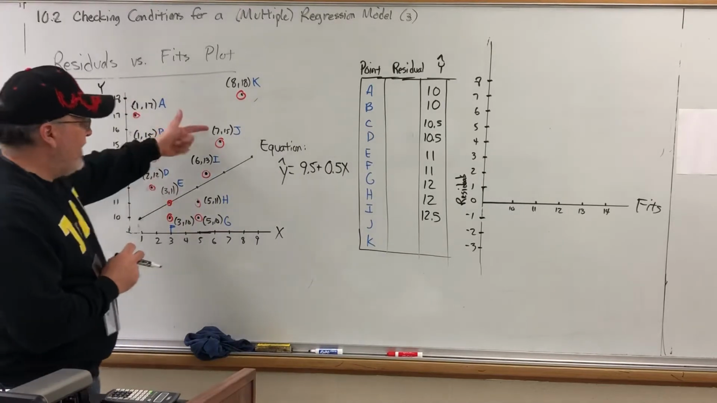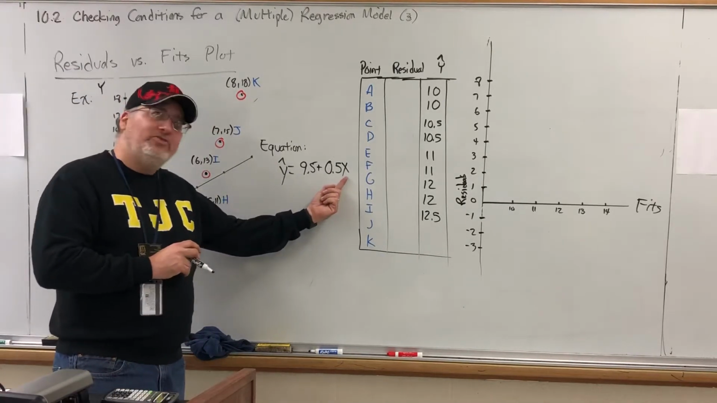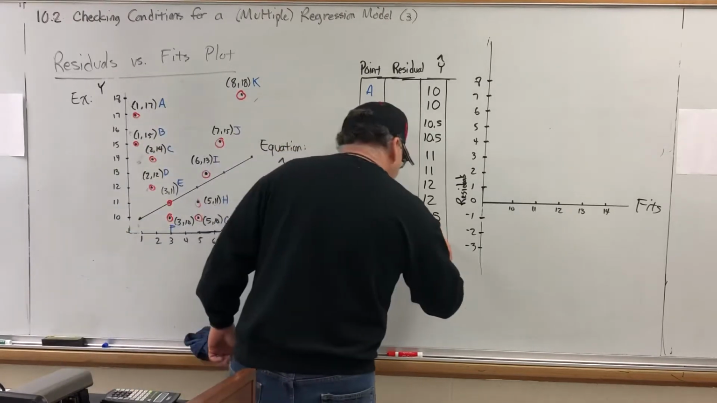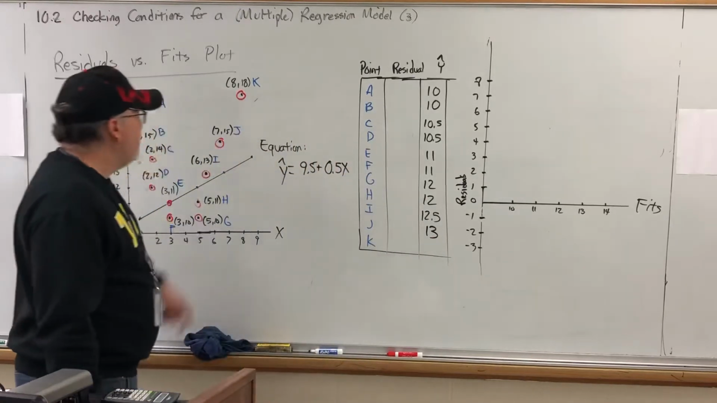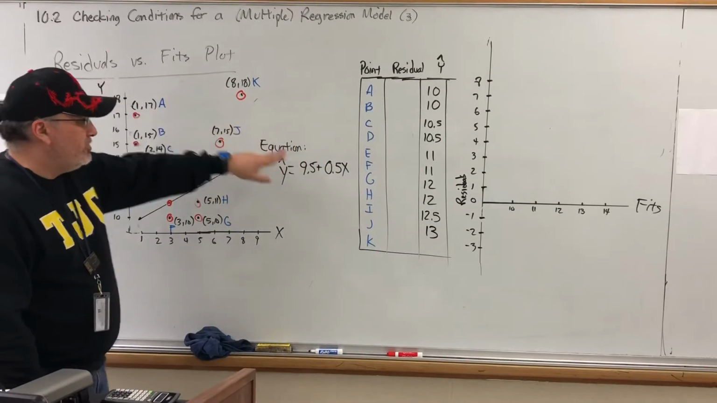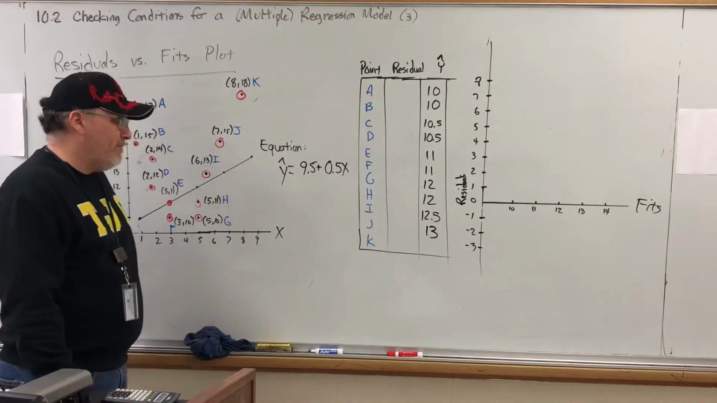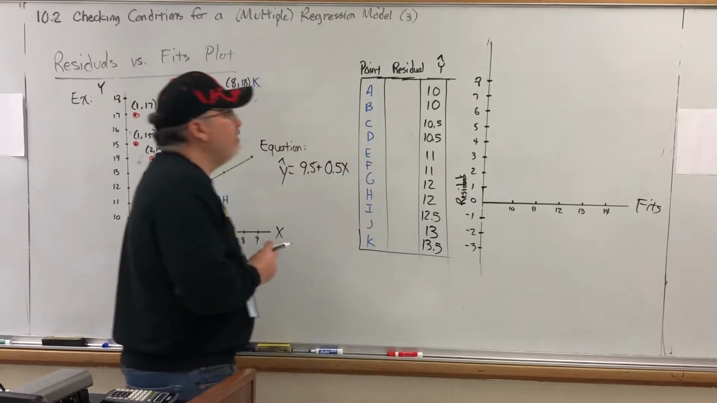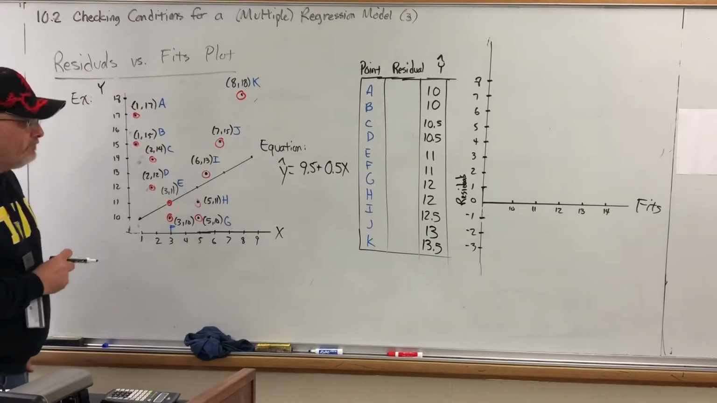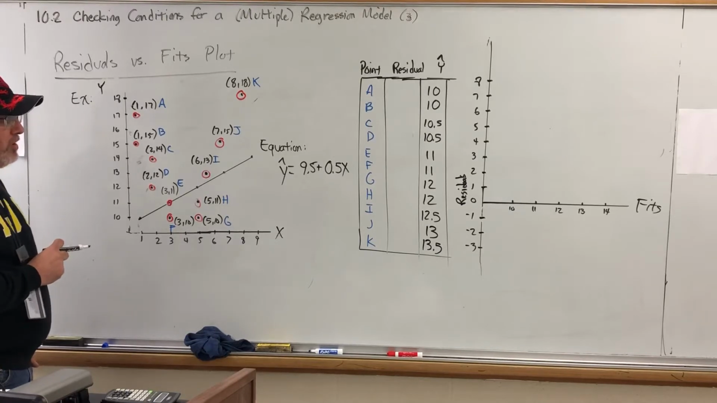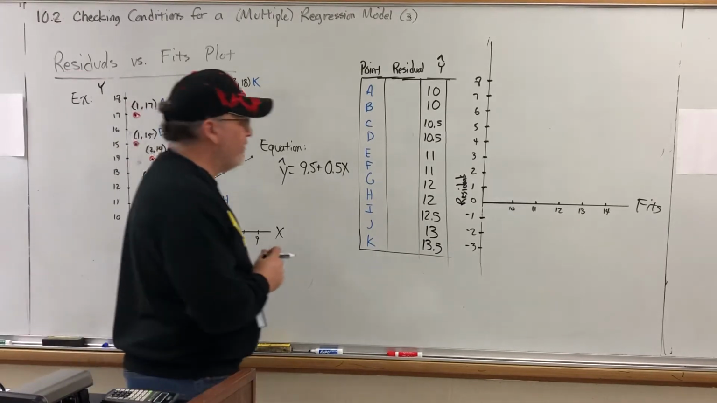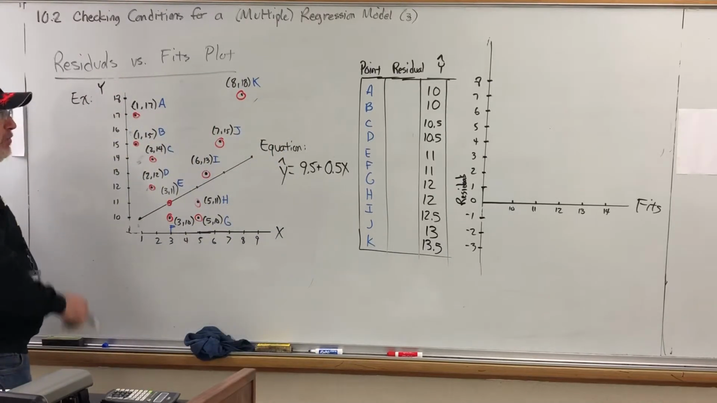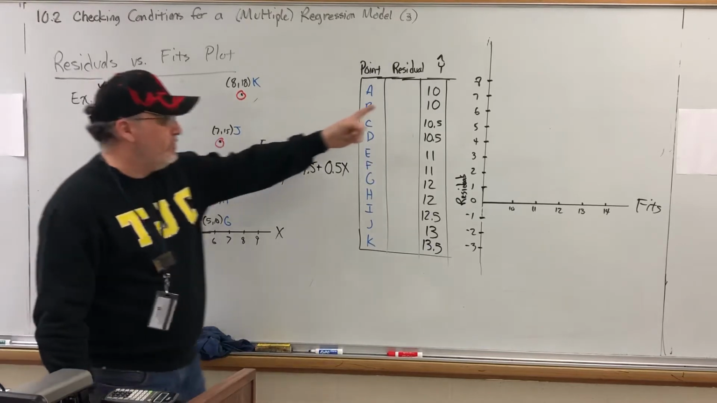Point J has an x value of 7. Substituting 7 into the regression equation, we would get 9.5 plus 3.5, which is 13. And then lastly, point K has an x value of 8. Substituting 8 would give us 9.5 plus 4, which is 13.5. So there's the fits, if you will. Now we need to, and actually I meant to make that the second column, not the third one. Oh well, it is already done. To calculate the residual for each point, we just take the observed y value minus the predicted y value.